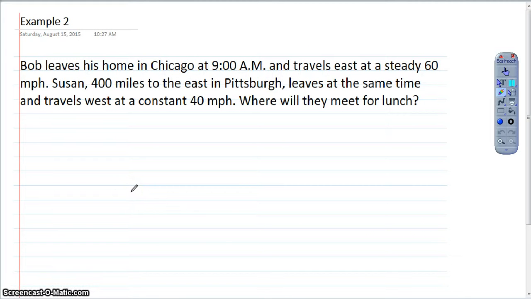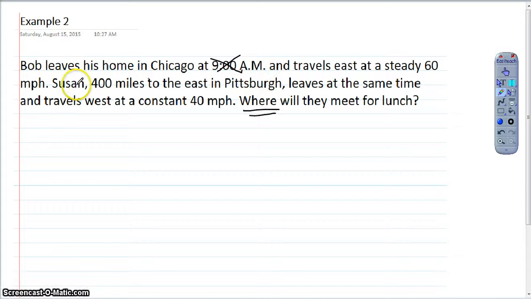Okay, this is a good example for a couple reasons. So we'll work this two different ways, and then I'll show you kind of the easy way to do it, and then I'll show you the more generic way that we should probably get used to working these. So Bob leaves his home in Chicago at 9 a.m., travels east at a steady rate, so a constant basically, 60 miles per hour. Susan, who's 400 miles away, leaves at the same time, travels west at a constant 40 miles per hour. It asks where will they meet for lunch. So actually, because it says where, I'm probably not really worried about the time, although we could work with that if we needed to. Here's the easy way to do it.